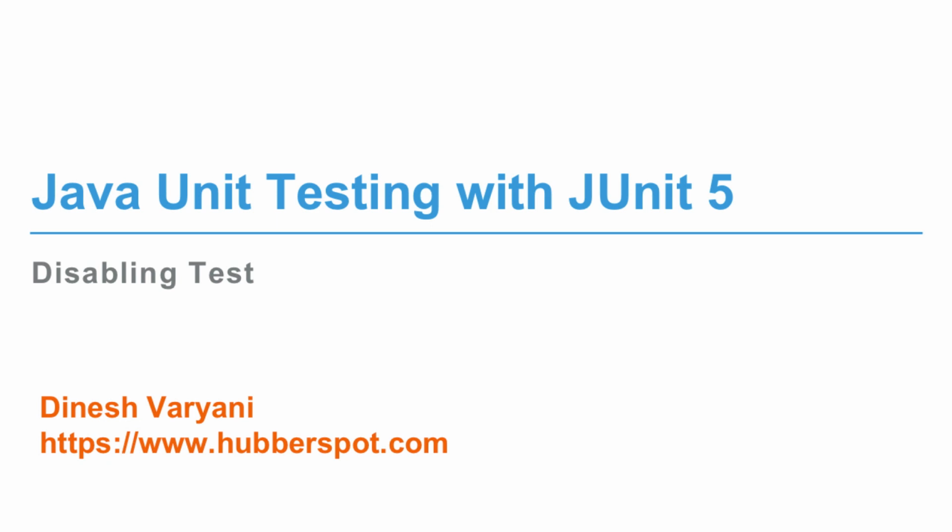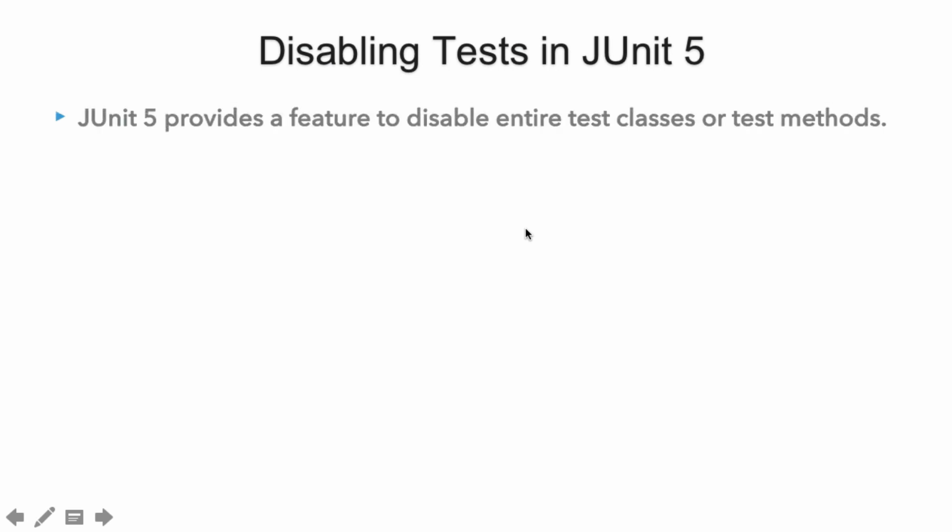Hi everyone. So in this lecture we will discuss how we can disable a test in JUnit 5. So friends, here JUnit provides a way to disable a test. That is, you can skip a test which you don't want to execute with the JUnit 5 framework. So basically it's a feature where we can disable an entire test class or test methods.